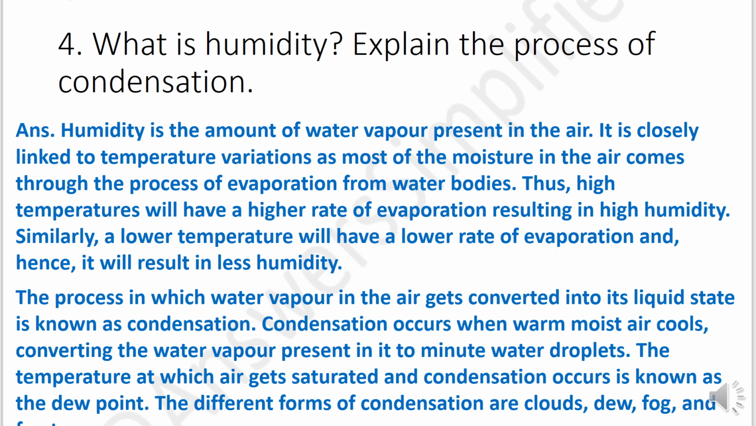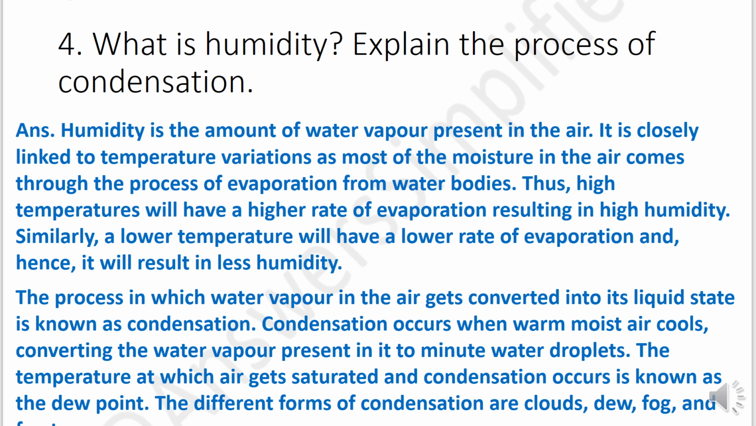Question 4. What is humidity? Explain the process of condensation. Answer: humidity is the amount of water vapor present in the air. It is closely linked to temperature variations as most of the moisture in the air comes through the process of evaporation from water bodies. Thus, high temperatures will have a higher rate of evaporation, resulting in high humidity. Similarly, a lower temperature will have a lower rate of evaporation and hence it will result in less humidity.